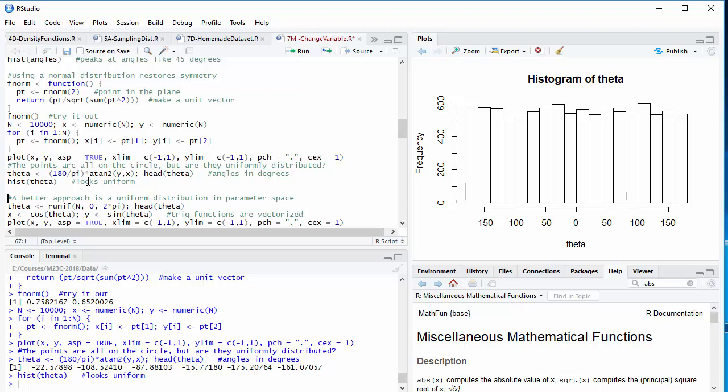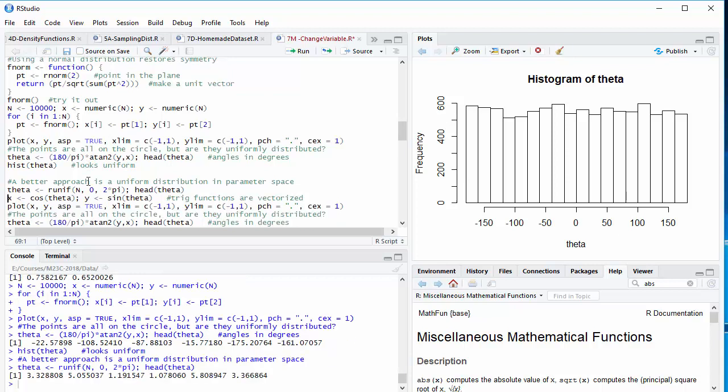Here's an approach that's better in general, though it can be a little bit tricky to figure out the functions you need. In this case, because we are using just one parameter, theta, and the Jacobian is constant, we can use a uniform distribution in parameter space. So let's just generate 10,000 angles uniformly distributed in parameter space.